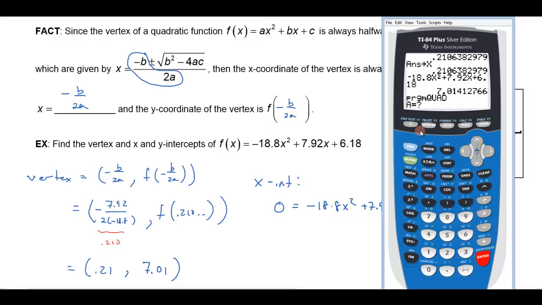And if you don't have that in, you can find a video on YouTube that I've made for how to program that in. Alright, so my A is negative 18.8 and my B is 7.92 and my C was 6.18. And so this gives me my x-intercepts, about negative 0.40 and about 0.82.